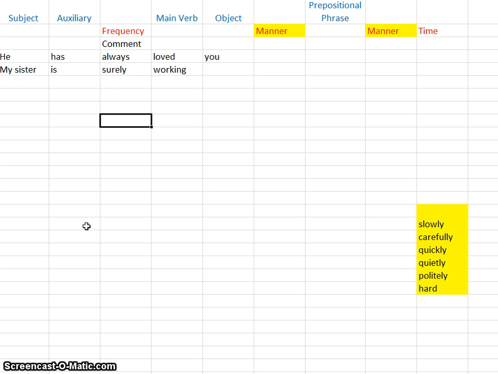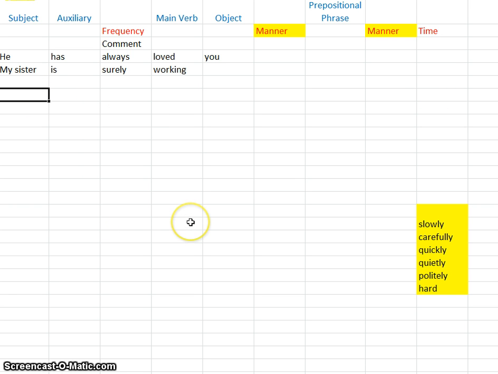The next type of adverb I'd like to talk about are the adverbs of manner. Adverbs of manner are how you do it. How do you do it? You walk quickly, you walk slowly, you talk to your grandmother politely. How do you do it? So these manner adverbs go after the subject, verb, and object. They can go before or after a prepositional phrase, but before other adverbs of time.